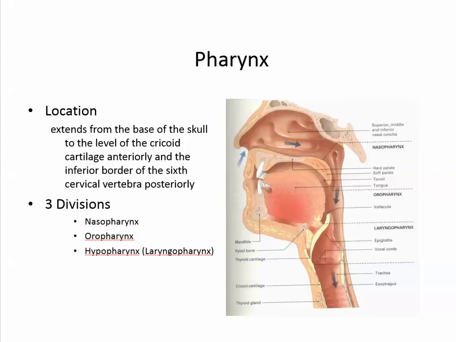skull to the level of the cricoid cartilage anteriorly and the inferior border of the C6 vertebra posteriorly. The pharynx is widest at the level of the hyoid bone, which is approximately 5 centimeters in diameter, and narrowest at the level of the esophagus, which is about 1.5 centimeters in diameter, and this is the most common site for obstruction after foreign body aspiration. Traditionally, the pharynx is further subdivided into nasopharynx, oropharynx, and the laryngopharynx.